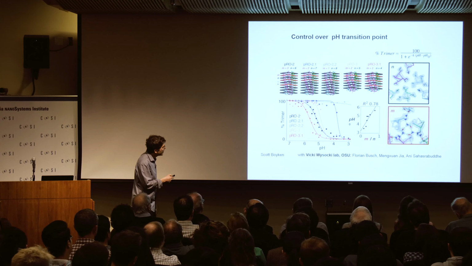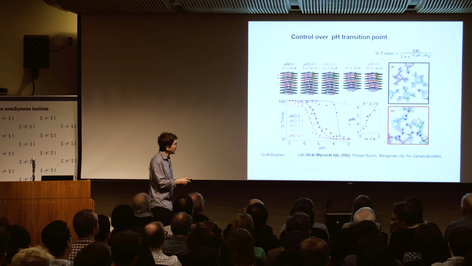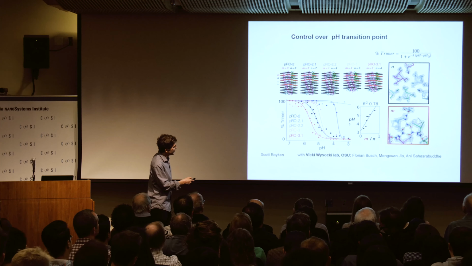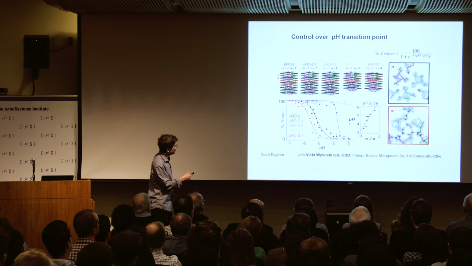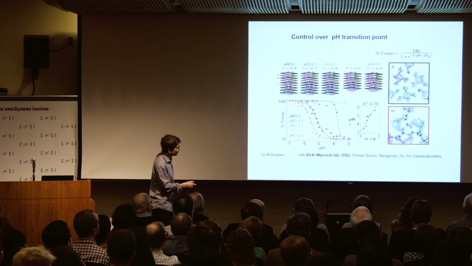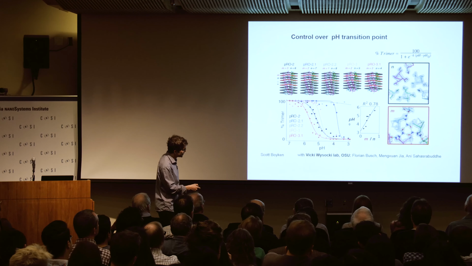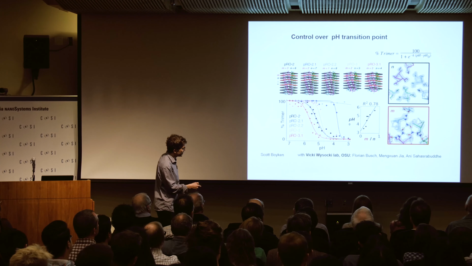Scott can tune the pH at which this transition happens by varying the number of these layers. The first design I showed you had three histidine hydrogen bond network layers. This is the crystal structure. You can see it comes out exactly like the design model, the density. This is the design model and the density.